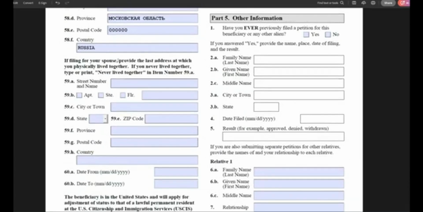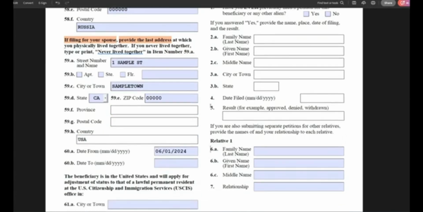Moving on. If you are filing for your spouse and only for your spouse, you will need to provide the last address, which means the most recent address where you lived together. Because in our case, Jane and John are living in the United States, their current mailing address will be the address where they have most recently lived together, and when they began living here. And if they are currently residing at this address, then we're simply going to leave the date to blank.